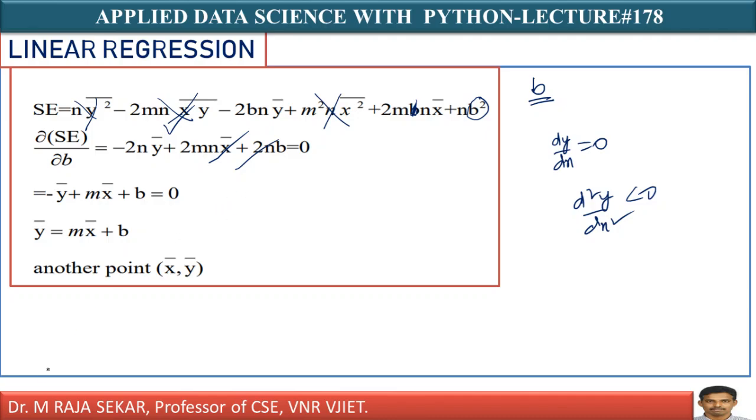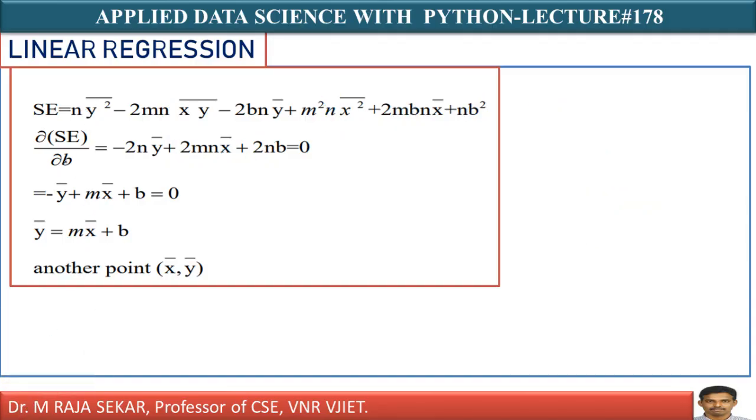Now anyway, this one we equated both of them, means dou SE by dou m equal to 0, dou SE by dou b equal to 0. Now if you simplify, I will get this one. It is again of the form y equal to mx plus b. Therefore, what is my y? Y bar. What is my x? X bar. Means this particular line passes through x bar, y bar. Now I can say this particular regression line passes through this x bar and y bar.